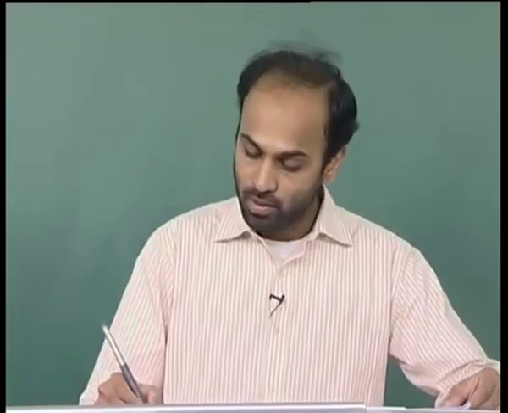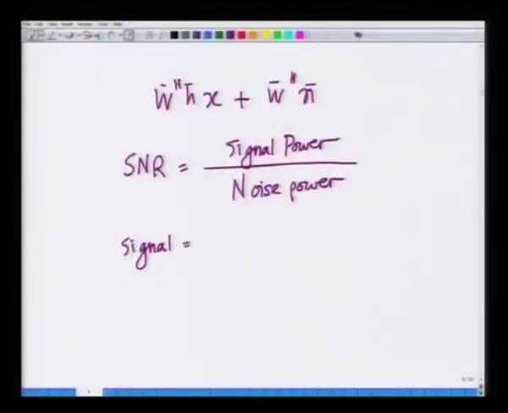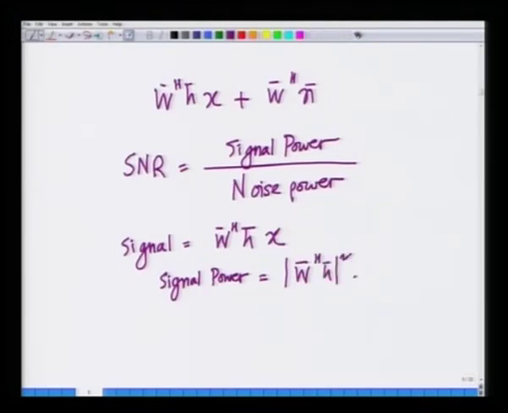Now, let us first compute the signal power. The signal is W bar Hermitian H bar times X. So, this is like some constant multiplying X. So, the signal power is nothing but the magnitude squared of this constant, W bar Hermitian H bar, times the power in the signal, which is P. Remember, we also had something similar to this in the single link wireless communication system. The received signal there was H times X. We said the power in the received signal is magnitude H square times the power in X, which is P. Hence, the signal power was H square P.